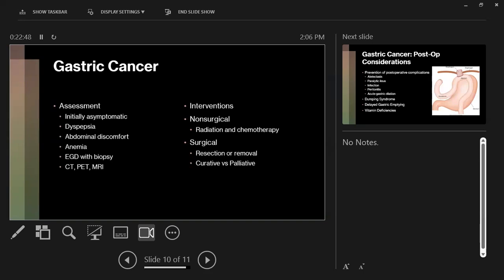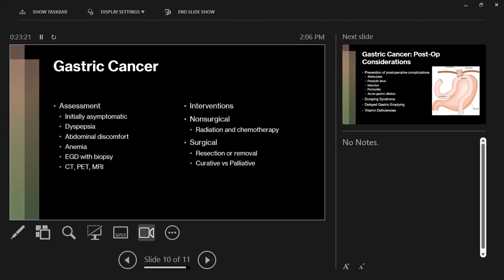The best method for diagnosing gastric cancer is that EGD with a biopsy. And then because of the risk of metastasis, CT, PET scans, or MRIs are also done to assess further progression of the cancer. For interventions with these patients, it depends on the stage the cancer is when it's diagnosed. If it's diagnosed early enough, some patients can receive radiation and chemotherapy.